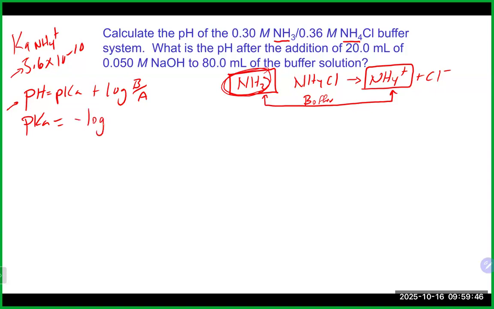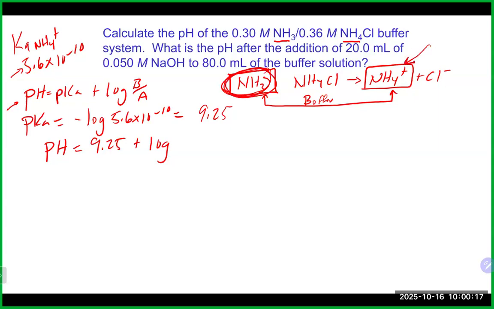So we'll go minus the log of our 5.6 times 10 to the minus 10, 9.25, I think. So we get a pKa value here of 9.25. So that would mean the pH is equal to 9.25 plus the log of the base. A reminder, this is NH3, which is the base. And as we talked about before, usually the acid will have one more H than the other guy. In this case, it does.